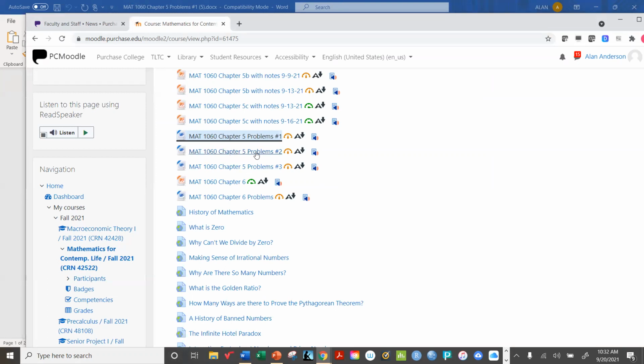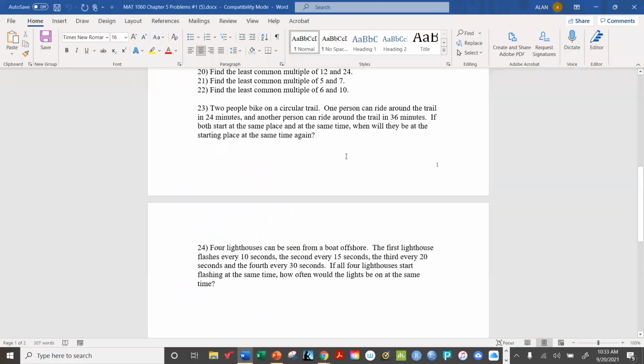This way you've got time to work on them. Some of these are fairly time consuming. Not so much this one. This is fairly easy.